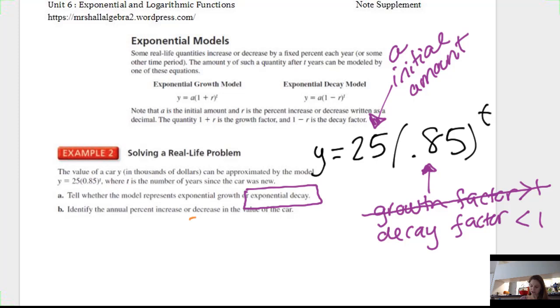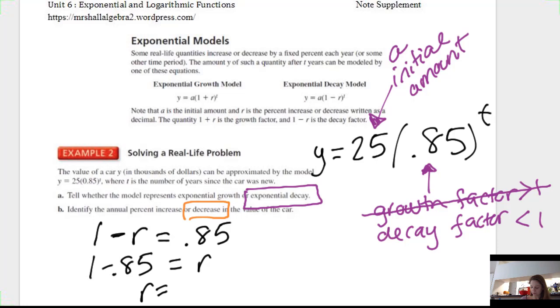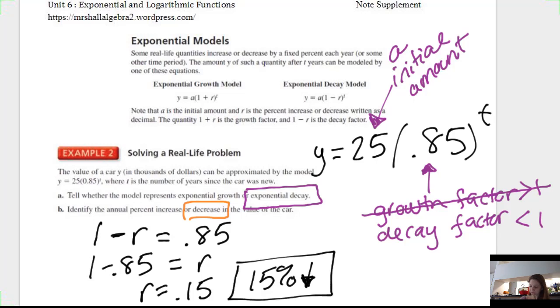We've already talked about it's an annual decrease, and now we've got to figure out what is that value that is decreasing by. So we can say it is 1 minus some rate of decrease, and this equals 0.85. Therefore, maybe you want to move r and do 1 minus 0.85. R equals 0.15, which is a % written as a decimal. So this is really a 15% decrease in the value of the car.